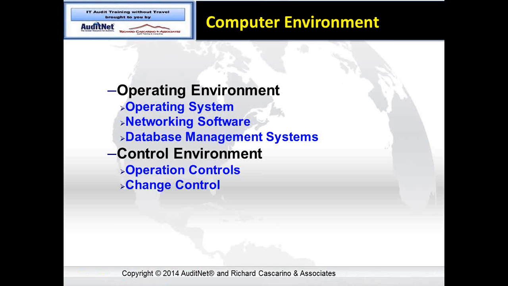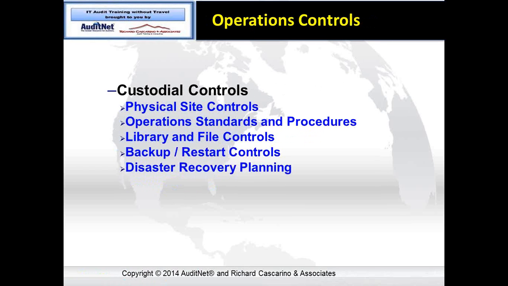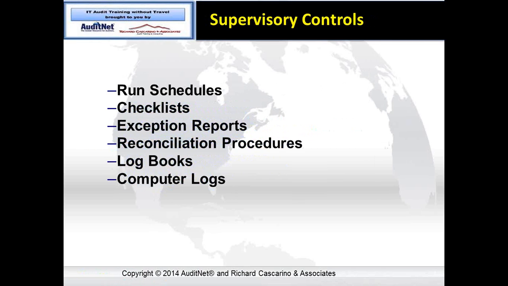We've also got the control environment that runs all of these things: operation controls, change control, to make sure that if we've got it locked up, nobody can simply come along and unlock it. Operation controls, the operations are the custodians of our systems. So they look after physical sites, operation standards, libraries and file controls. We talked about this on the first day. Backup, restart controls, disaster recovery planning, etc. They've also got the supervisory controls, run schedules, so that things are supposed to happen in a certain order.